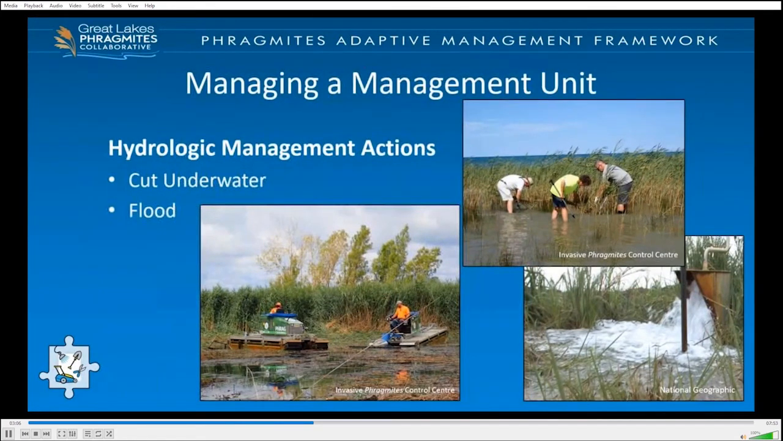A second hydrological management action is a flood. In order for a management action to be classified as a flood in PAMF, water must cover all live Phragmites within the management unit for at least a full month. If a natural flood occurs that meets this criteria for a management action, rather than a controlled or intentional flood, this should still be submitted as a management report. If you've already applied a management action during the same phase a natural flood occurs, you can report both actions but use separate management reports.